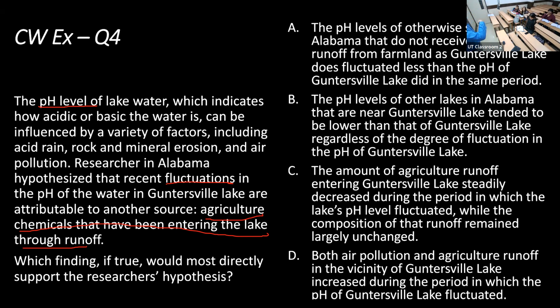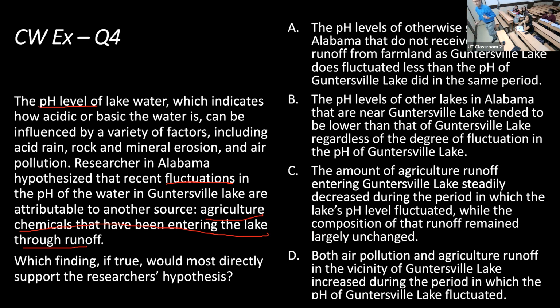Why not C? ये हम सब ने C को तो अलग ही कर दिया. तो why not C? Amount of agricultural runoff entering Guntersville Lake steadily decreased during the period in which lake's pH level fluctuated, while the composition of that runoff remained largely unchanged. What is the problem with C? We don't have enough data. So the agricultural runoff reduced, but the fluctuations happened. So it is... We don't automatically have any data.